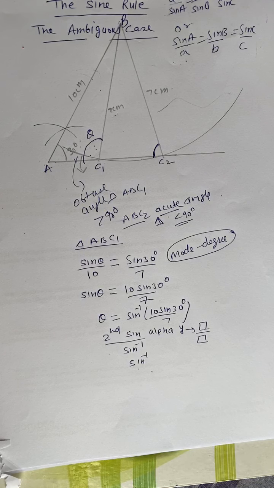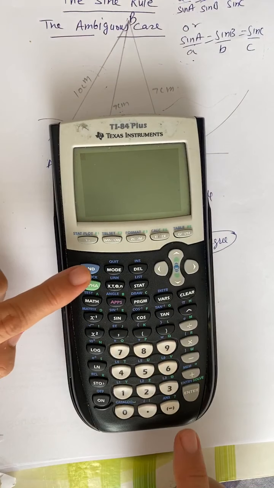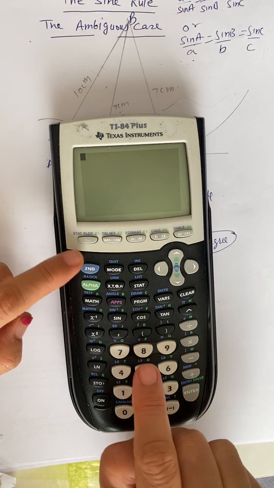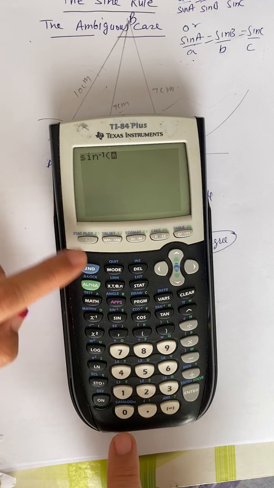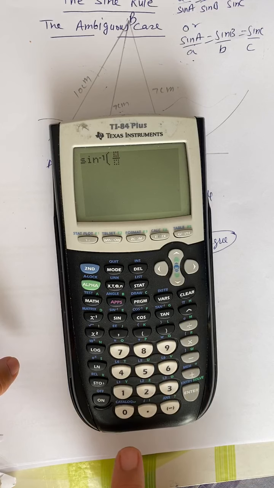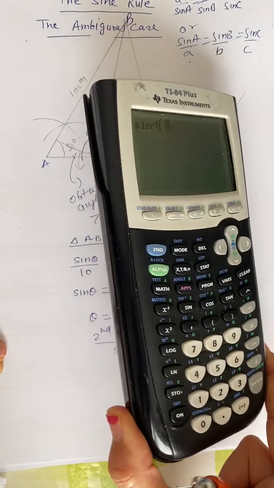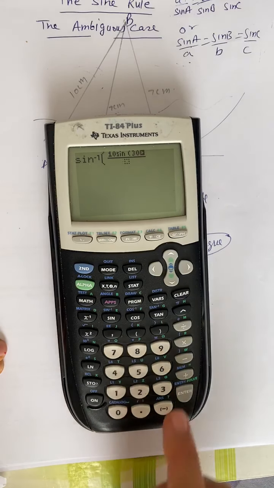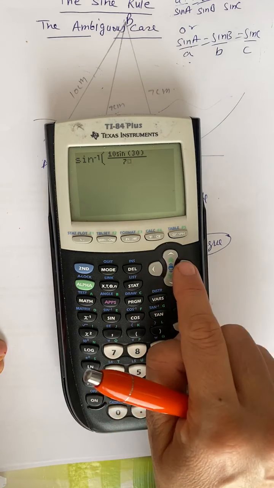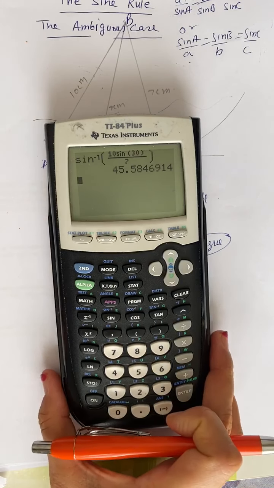So now, if you want, you can see it. I'm going to use second, and then I'm pressing second sine inverse, and then I have to do alpha and y and choose the fraction. And now I have to substitute. What I get here is sine 30 degree divided by 7. And then I'm going to close the bracket, and I got the value, which is 45.58.